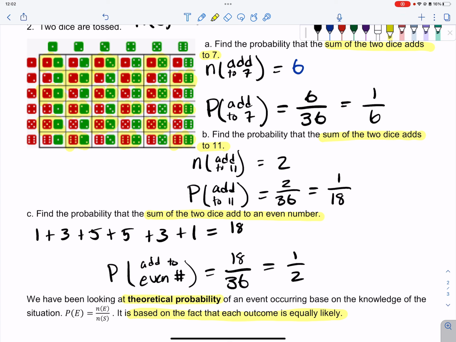In the next video, we'll look at empirical probability, which is more based off of data that is given to us through research or surveys and things like that.